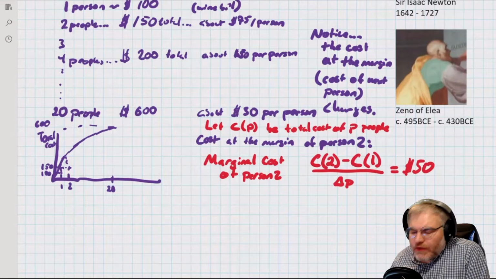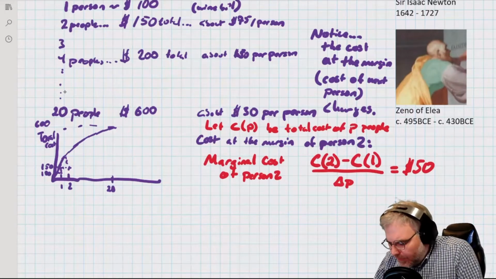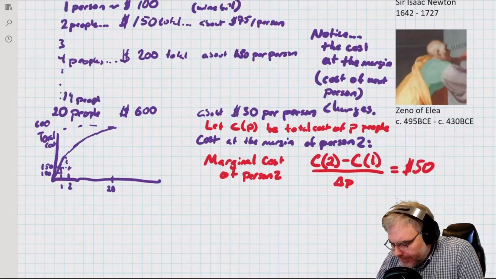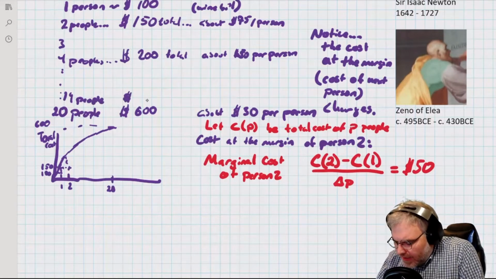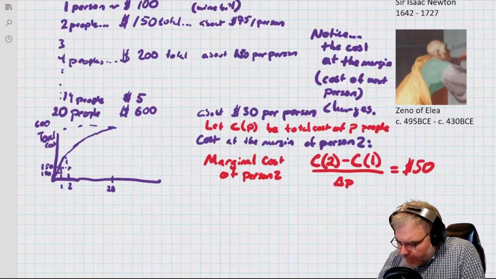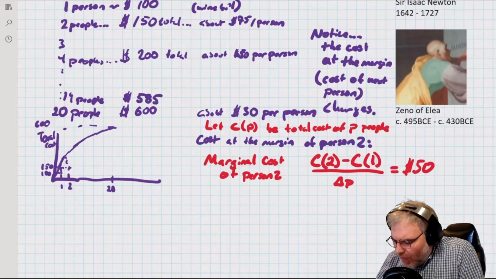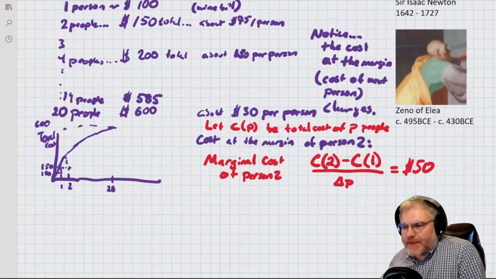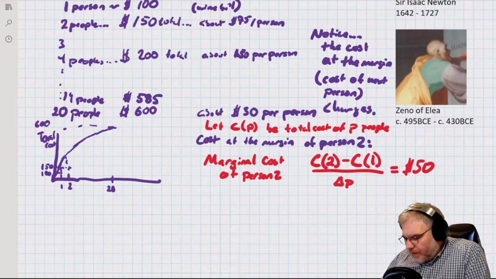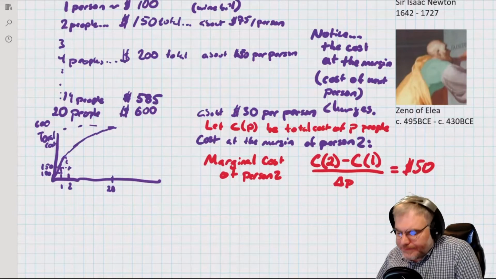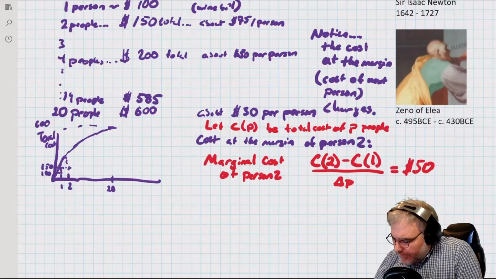All right. So let's suppose up here at 19 people, it cost $585. So what is the marginal cost at 19 people? So what is the marginal cost of person 20? So the marginal cost of person 20 is what?